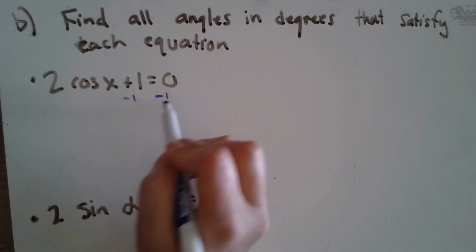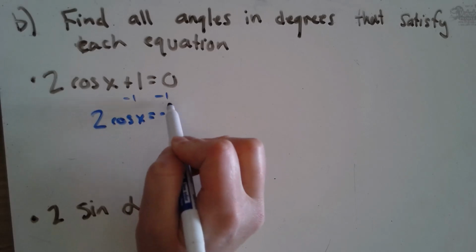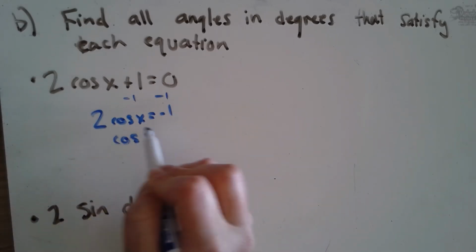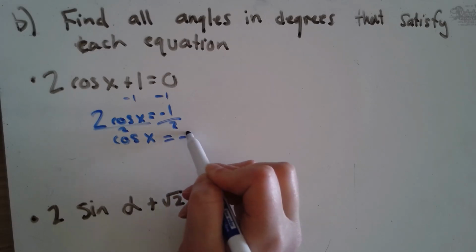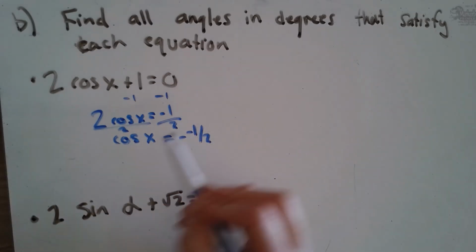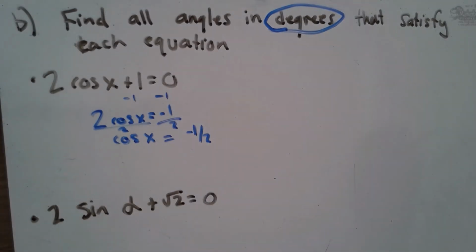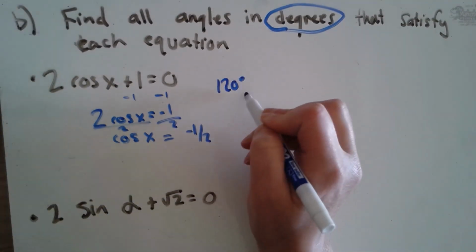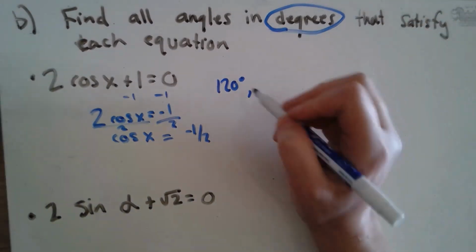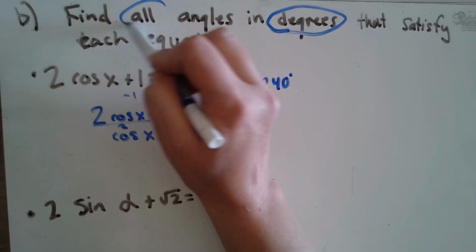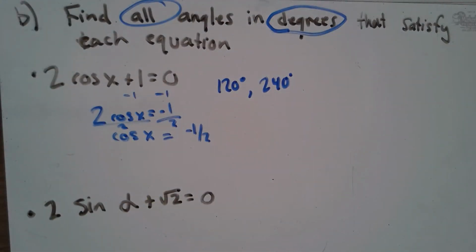So I'm going to subtract the 1. So 2 cosine x equals negative 1. Cosine x, if I divide by 2, equals negative 1/2. So we're saying what angle in degrees has the ratio of negative 1/2. Where cosine is negative 1/2, look at your unit circle. We've got 120 degrees, so I'm going to write that 120 degrees and 240 degrees. Again, we're finding all angles, not just the ones from 0 to 360.